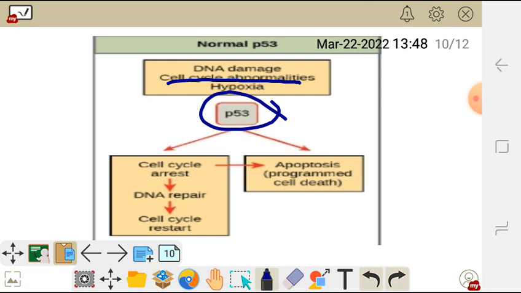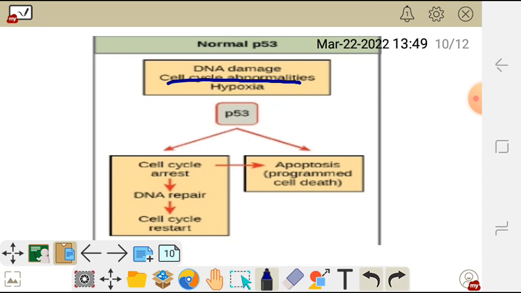But what happens if the DNA repair mechanism has failed? If the DNA repair has failed, then it will signal another process which is called apoptosis, the programmed cell death. So it will signal the apoptosis, which is simply the programmed cell death, and that cell will die. So that's what this p53 does.